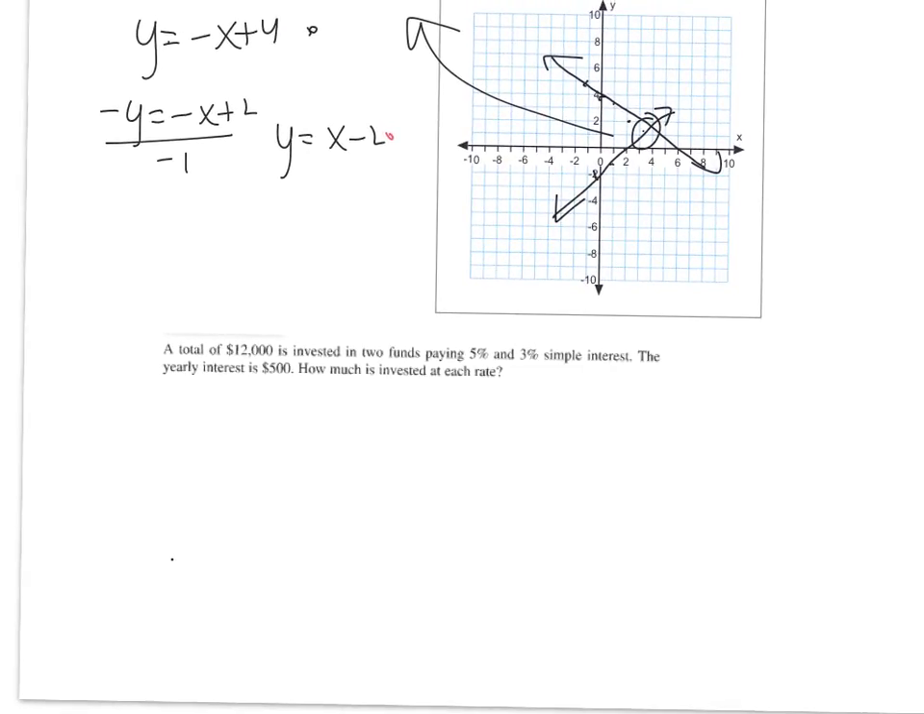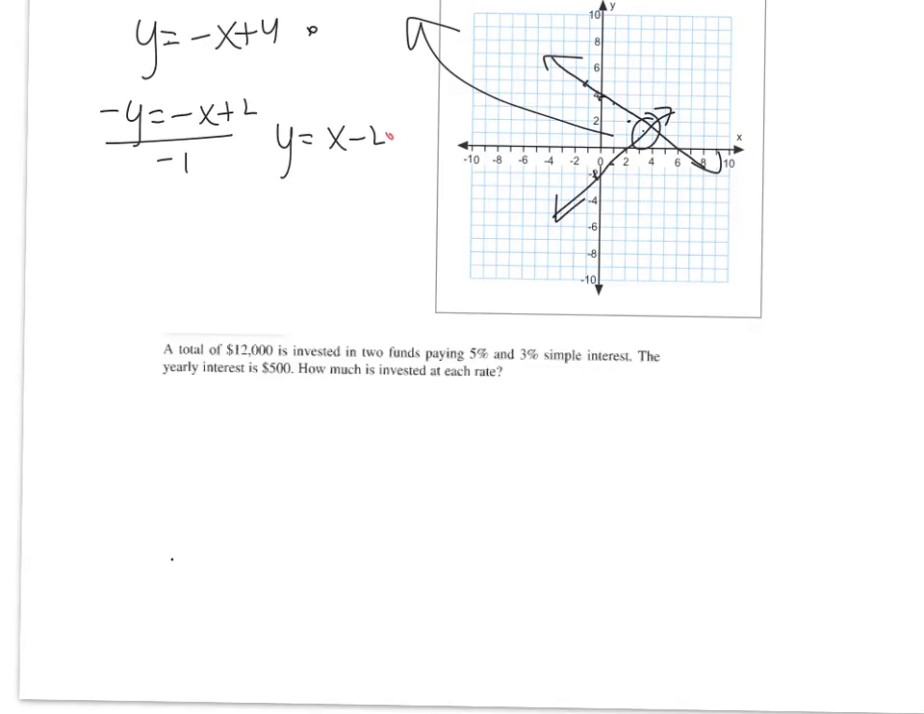Okay, last question on this front page is, it says a total of $12,000 is invested in 2 funds, paying 5% and 3% simple interest. The yearly interest is $500. How much is invested at each rate? Okay, so we have to set up a system of equations here.